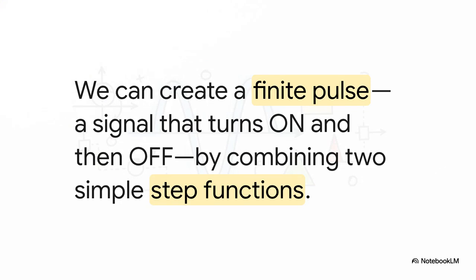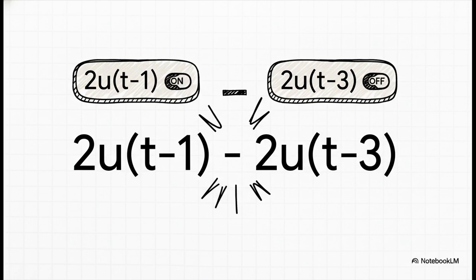Okay, so here's the really cool part. We can create a signal that has both a beginning and an end. This is basically the foundation of all digital information. Not infinite states, but these discrete, finite pulses. And the amazing part is, we can build one just by adding and subtracting our simple step function. Here it is. This is the function we're going to build.